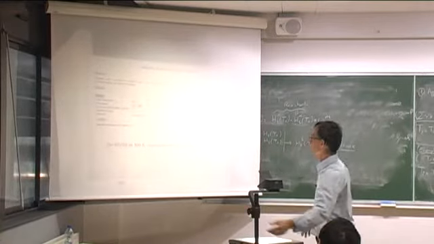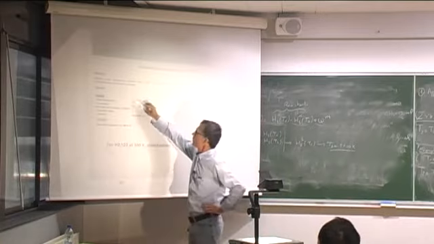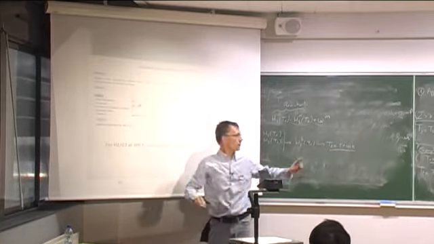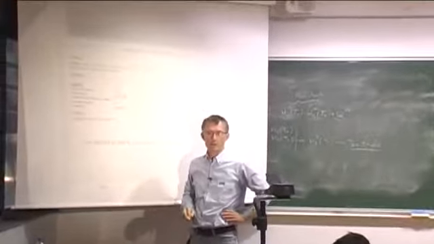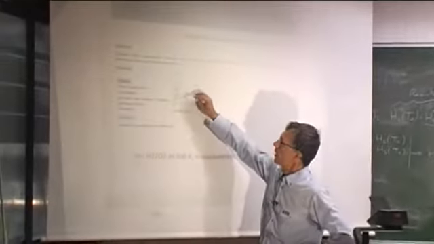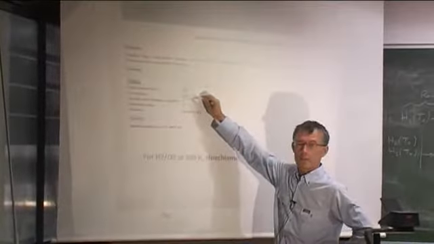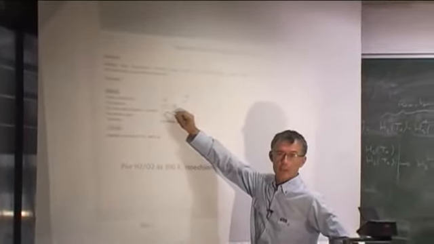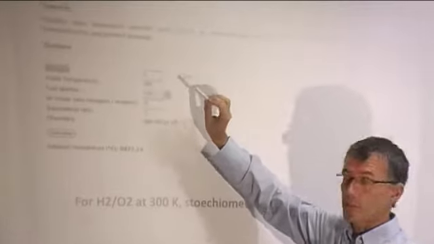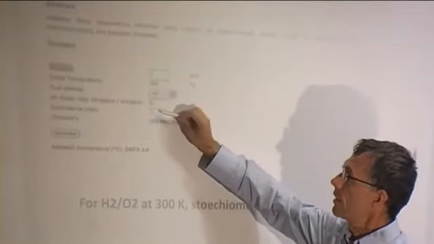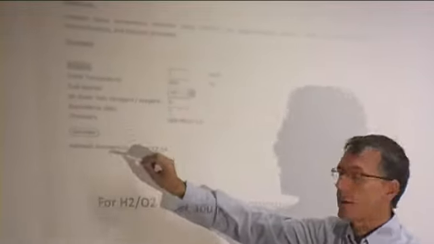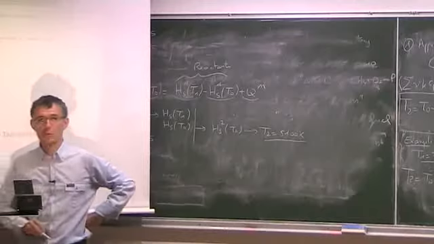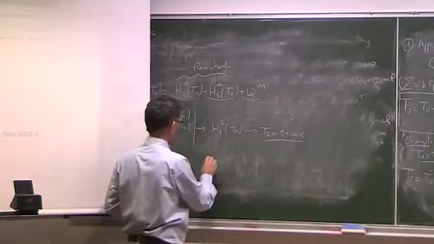You give it the pressure. You say what is the initial temperature. Here I have used 300 K for my exercise. You say it's hydrogen. You say that there is no nitrogen. It's only oxygen, no nitrogen in the oxidizer. You give the equivalence ratio. You say calculate. And this tool solves this equation. And it finds 3077.